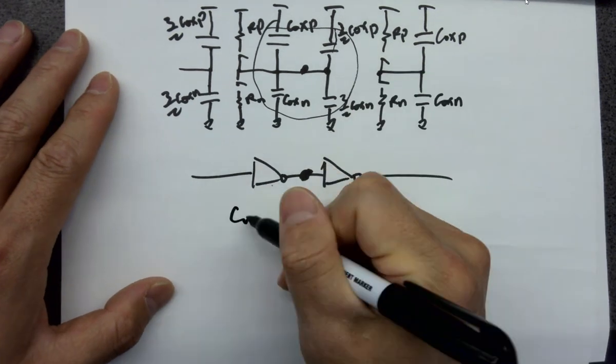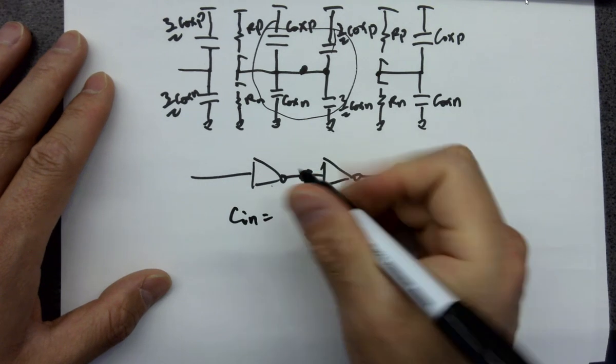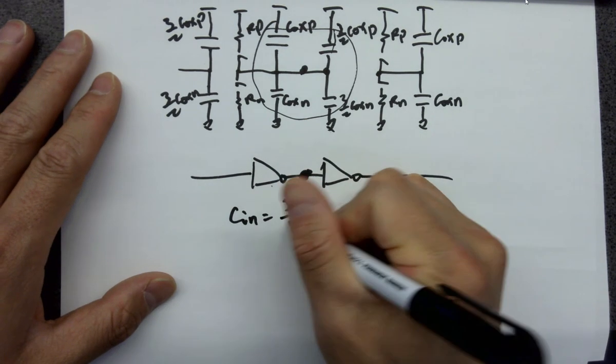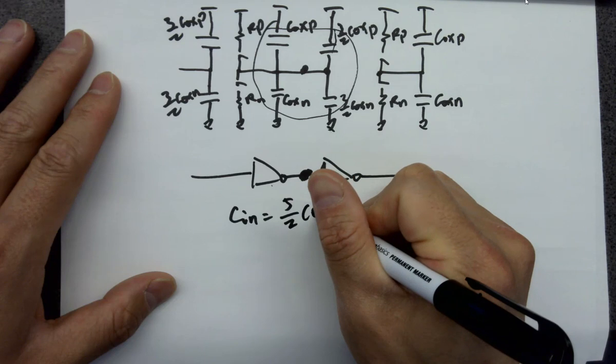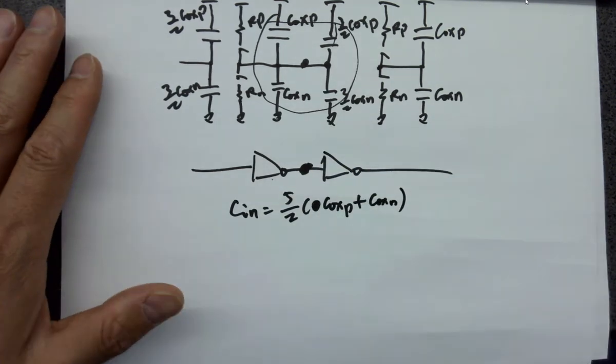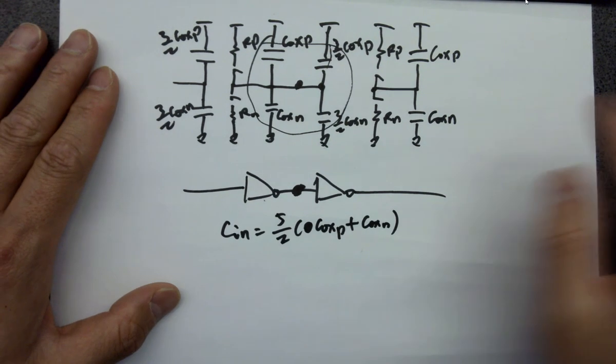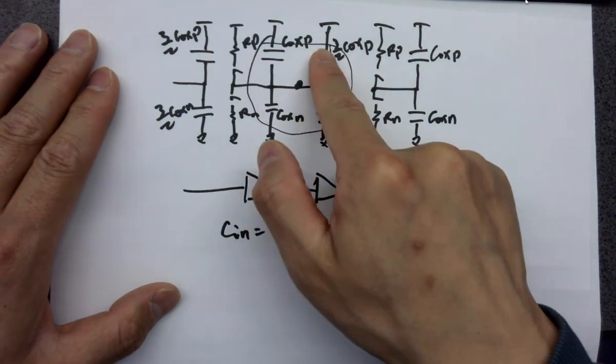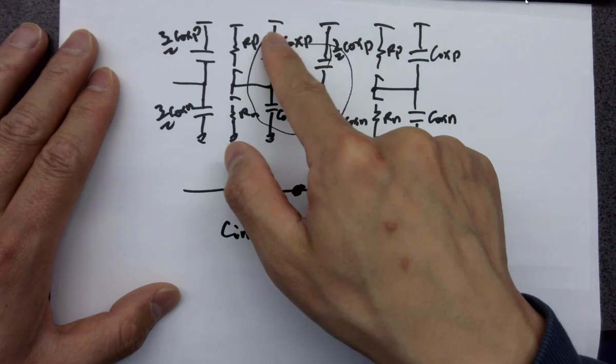So the Cin becomes 5 halves of COXP plus COXN, right? That's the overall capacitance at this node. I got here, here, here, and here. H shape.